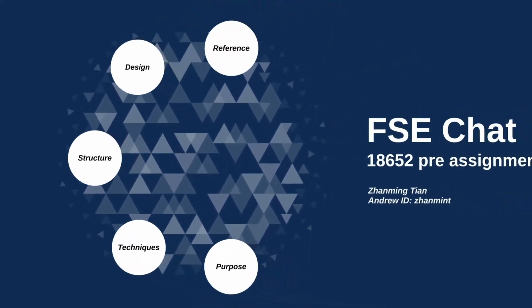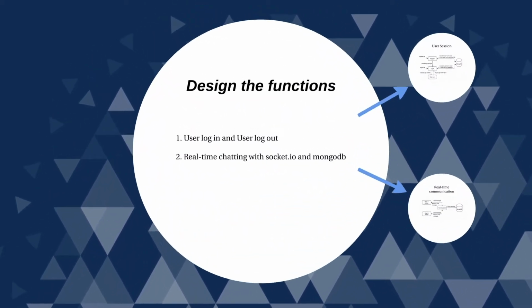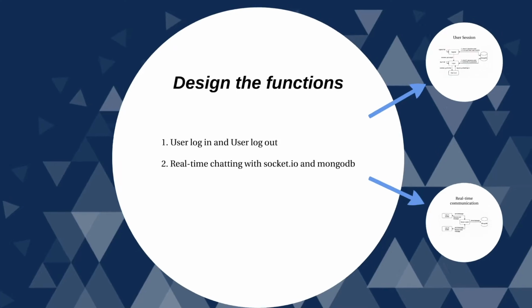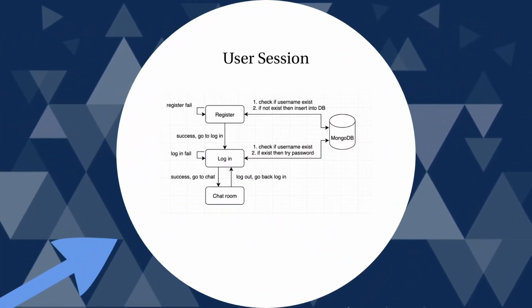The design in my application is pretty simple. User log in and log out, and real-time chatting with Socket.io and MongoDB. For the user session, if a new user comes, he must register and the username is checked to see if it exists. If it does not exist, then it goes into the database. It will check with MongoDB. And if successful, going to login. Login checks if the username exists and tries the password. If successful, then go to the chat room. And log out, then go back to login.